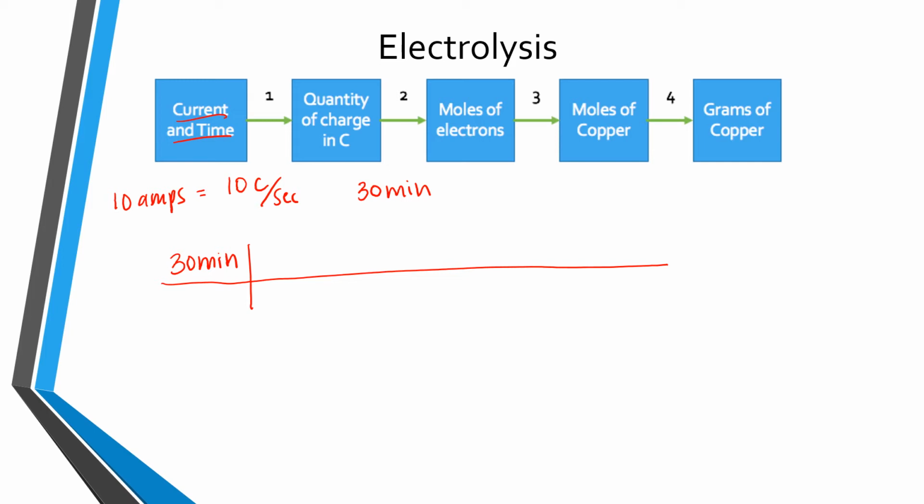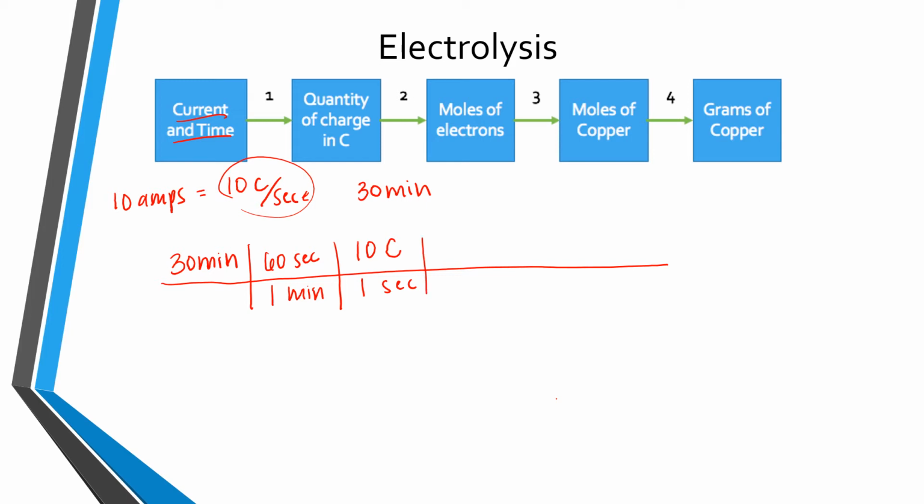All right, so we have 30 minutes. I know how many coulombs per second, so I need to convert this to seconds. So 1 minute is 60 seconds. Now, the next conversion factor that I have that deals with seconds, because that's what I'm in now, is 10 coulombs per second. So every 1 second, 10 coulombs passes through. Now I have to figure out what conversion I have with coulombs.